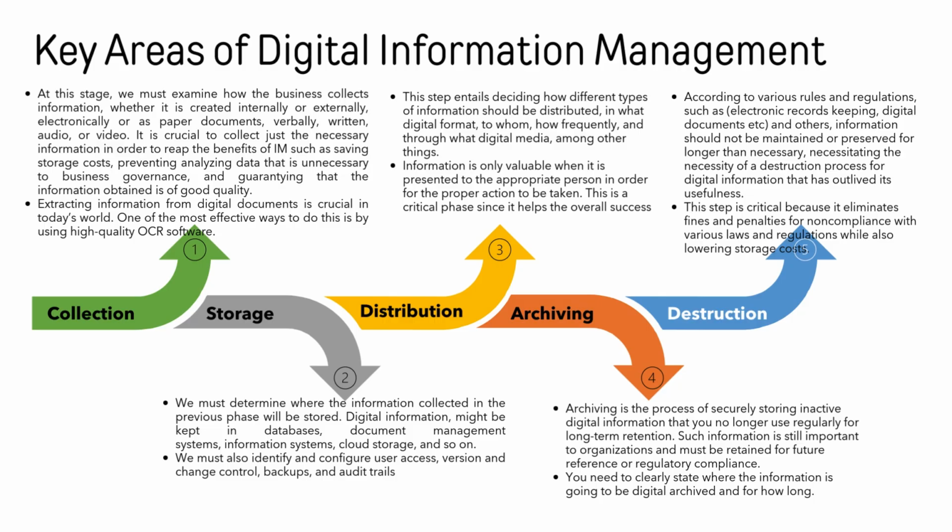Digital information management consists of several key areas that guide how information is handled from the beginning until the end of its life cycle. The first key area is collection. At this stage, we examine how information is collected by an organization. Information may be created internally or obtained externally. It can exist in many forms, such as electronic files, paper documents, verbal records, written text, audio, or video.